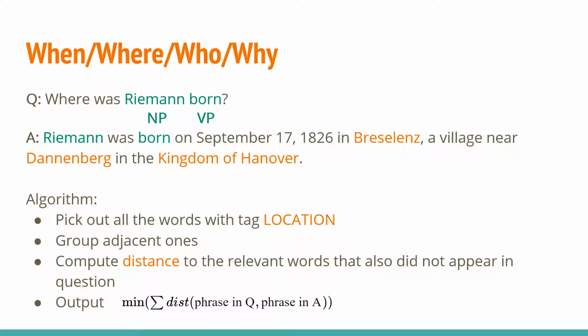For when, where, who, why types of questions, the answer type is determined by the WH word alone. For example, when looking for where in the answer, we stick to the following algorithm that picks out all the words with NER tag location, separates them into adjacent groups, and for each group we assign a distance score and return the closest one.